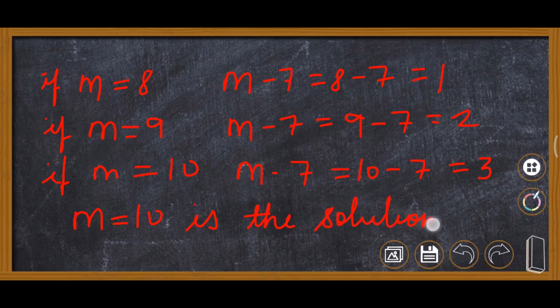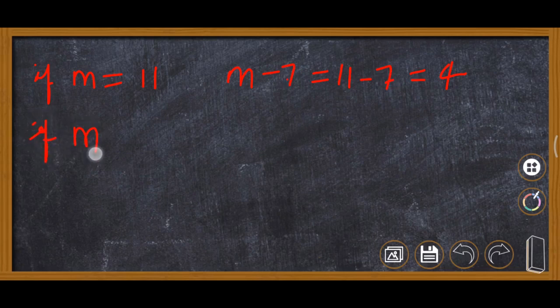Now for filling the table we have to find out further values by taking m. Now if m equals to 11, then m minus 7 is 11 minus 7, then we got 4. Now if m is equal to 12, then m minus 7 is equal to 12 minus 7, it is 5.